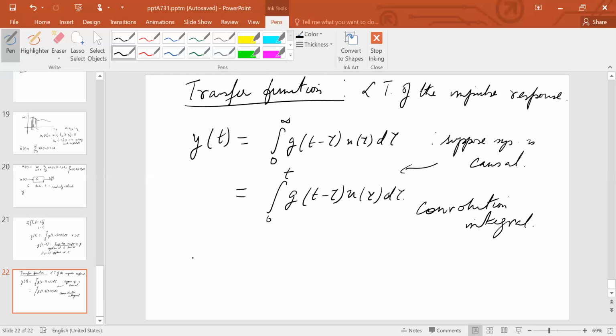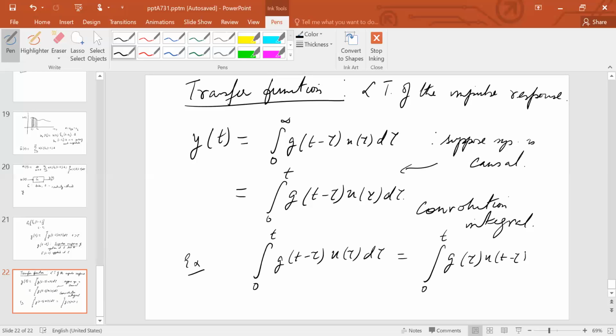This is known as a convolution integral. Exercise, I urge you to show that the integral from 0 to t of g of t minus tau u tau d tau is equal to the integral from 0 to t of g of tau u of t minus tau d tau. It's very simple, and you should be able to derive this on your own.